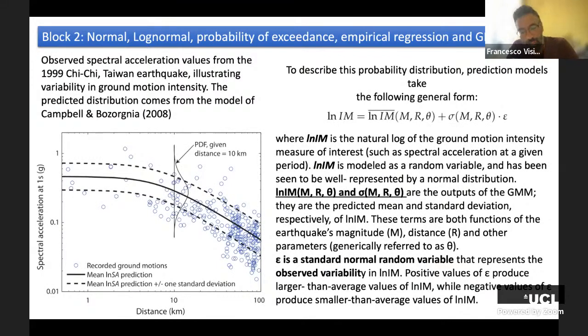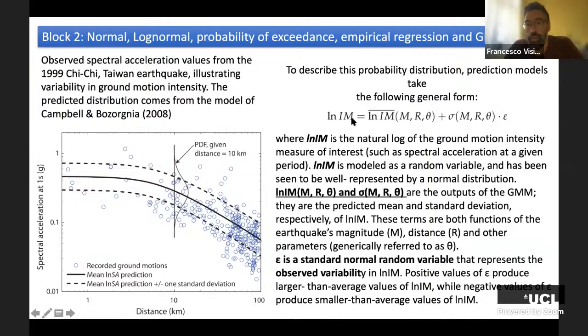Another example, a little bit more complicated, is given by the ground motion. Here in the graph on the left, we have the observed spectral acceleration for the Chi-Chi earthquake in 1999, given by the blue circles. And this distribution has been fitted by, for example, Campbell and Bozorgnia in 2008 with this model, where the mean is represented by the solid black curves and the uncertainties of plus or minus 1 standard deviation by the dashed lines. The model to fit this ground motion generally follows this form.